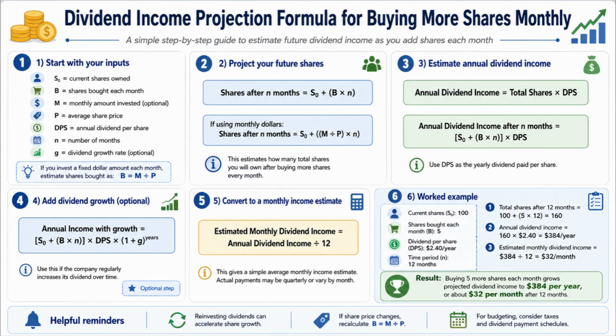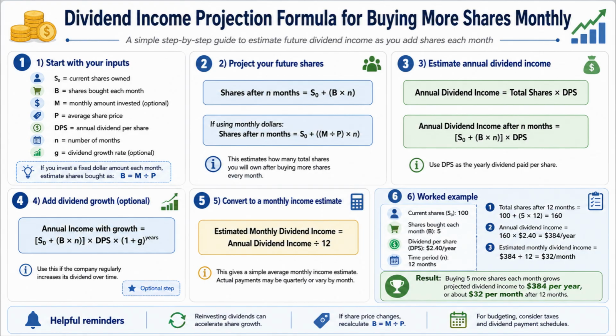Now, once you estimate your total shares, you can calculate your annual dividend income. The basic formula is annual dividend income equals total shares multiplied by dividend per share. So, after n months, annual dividend income equals S0 plus B times N, multiplied by DPS. This shows the projected yearly dividend income based on the total shares you may own.